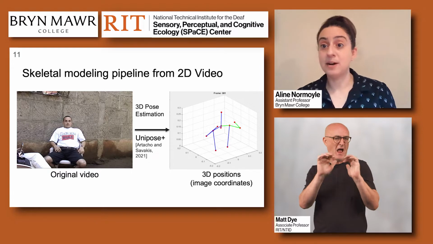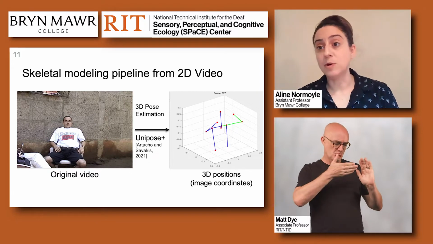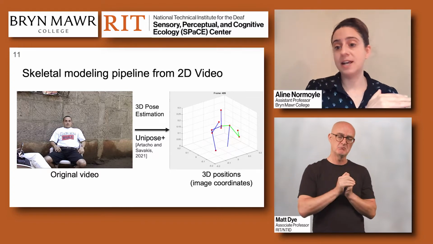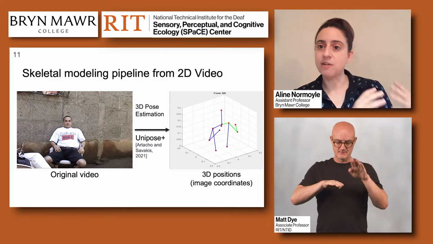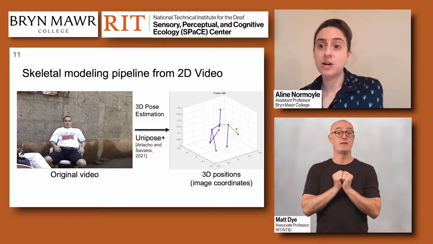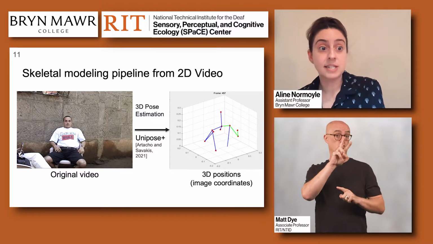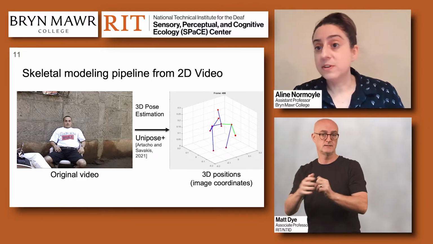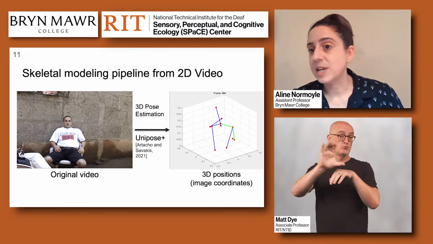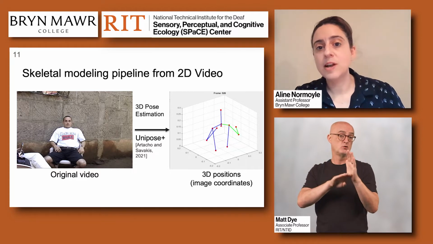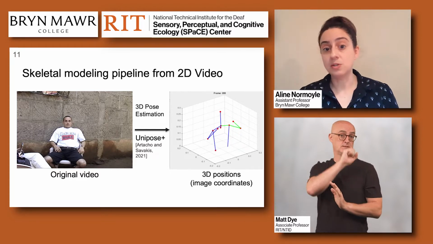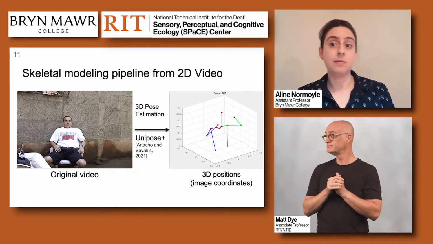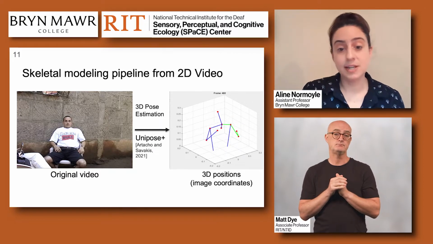So let's talk about how this software pipeline works. We call it a software pipeline because it has a series of steps that takes us from our original video to a final body model that we use for our analysis. So starting with the original video, we run our computer vision model to get 3D pose estimates. And on the right, we have a depiction of what those 3D poses look like. And we get them in image coordinates, which is independent from real-world coordinates, such as meters or centimeters.